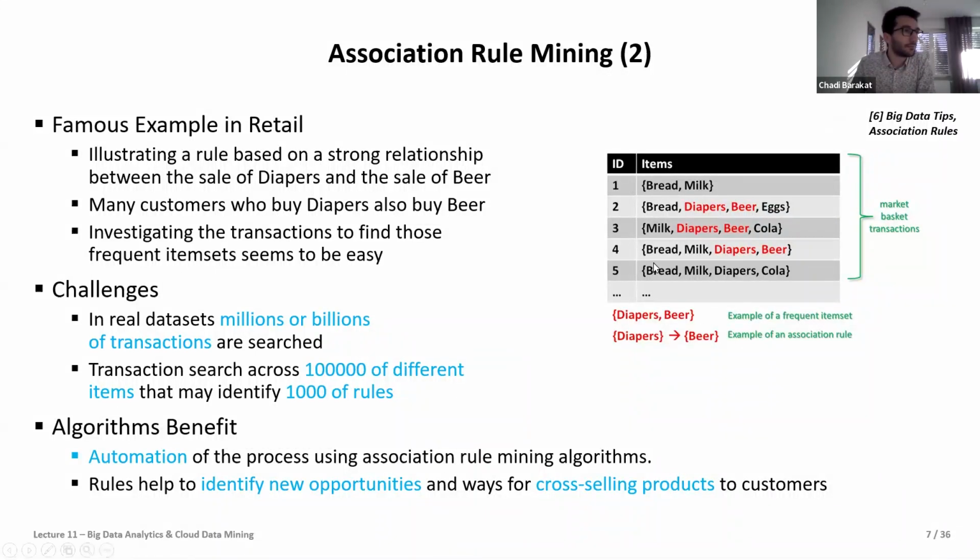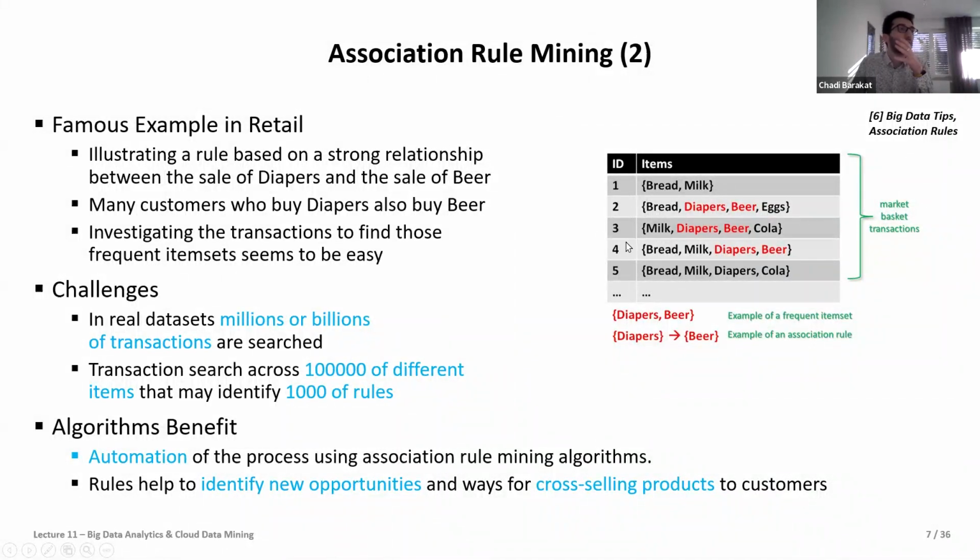Based on these recurring purchases, one can develop the idea that there is a strong relationship between diapers and beer, and based on that, we can say that this is a frequent item set.